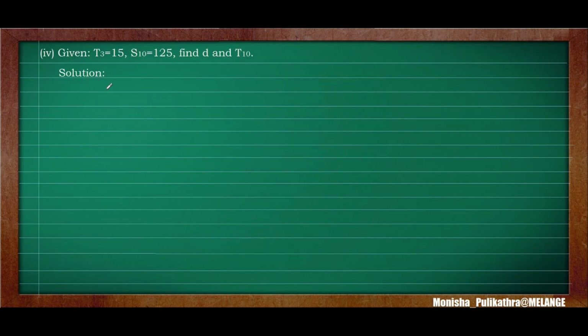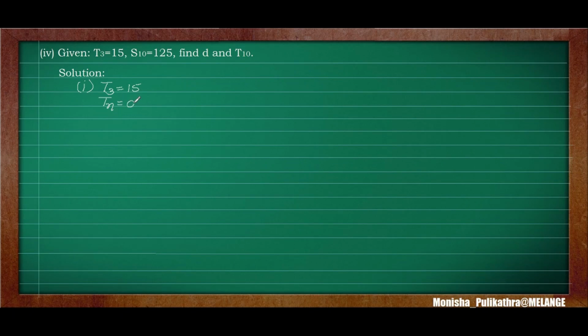Moving on to the fourth problem. Here T3, the third term is given as 15. S10, the sum of 10 terms is given as 125. We need to find out d, common difference, and 10th term. Okay. So first we need to expand these two equations. That is, first write down Tn formula. So the first one is T3 is equal to 15. So we need to use Tn formula here.